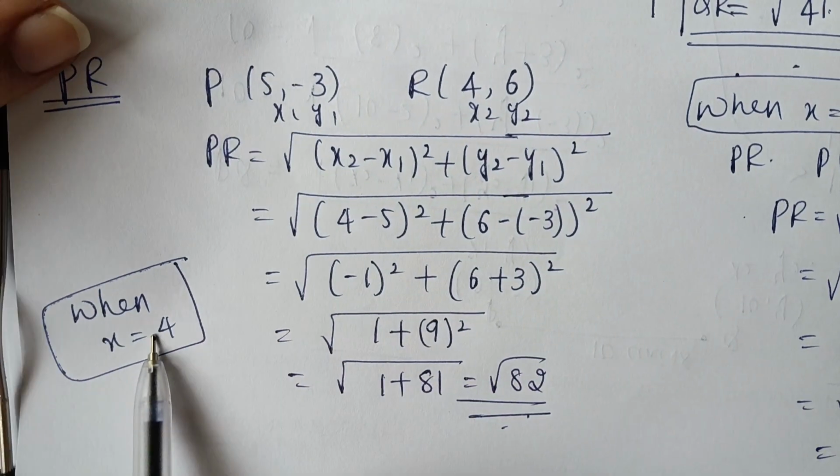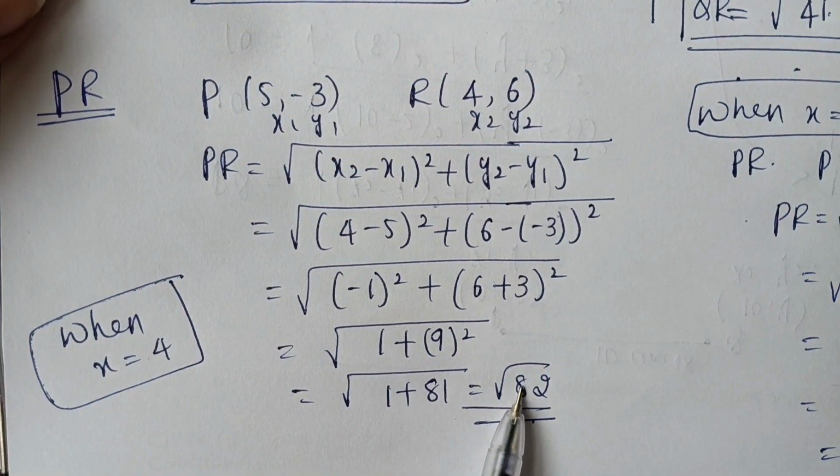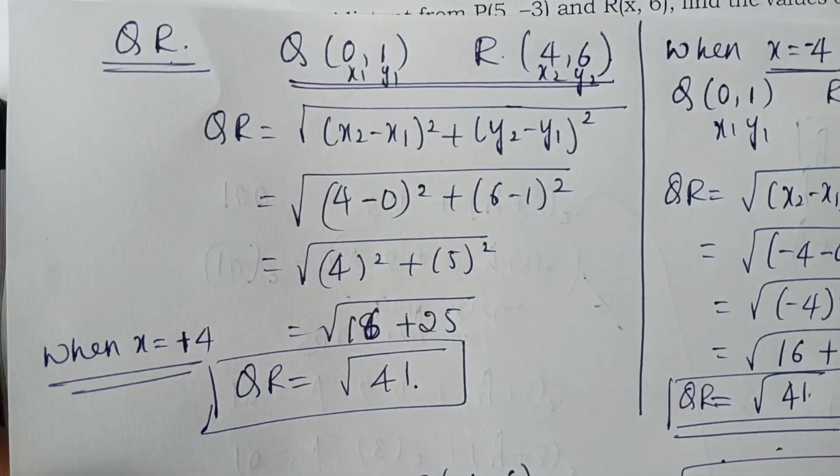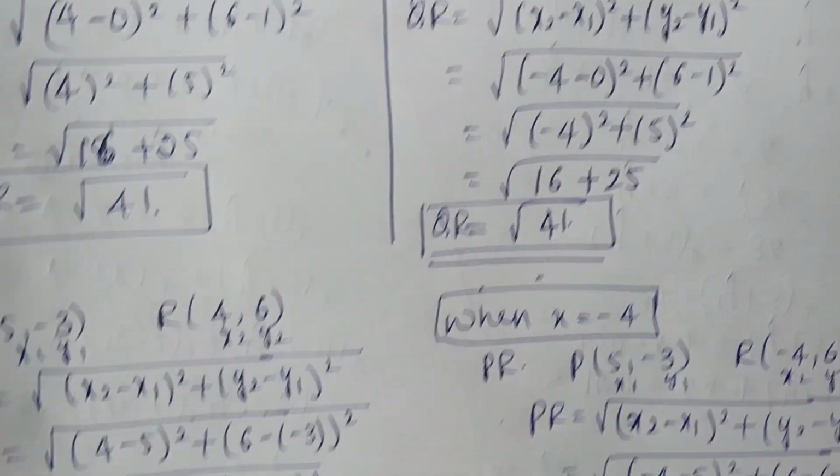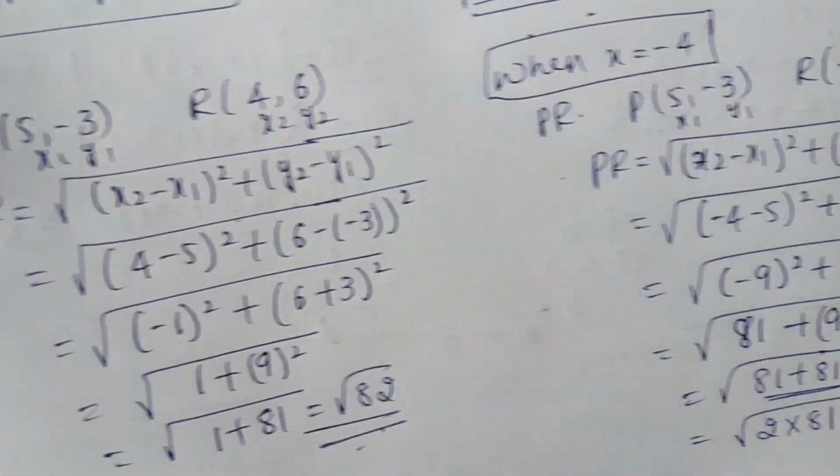When x is equal to 4, the PR value is root 82. Okay, so that completes our question number 9.